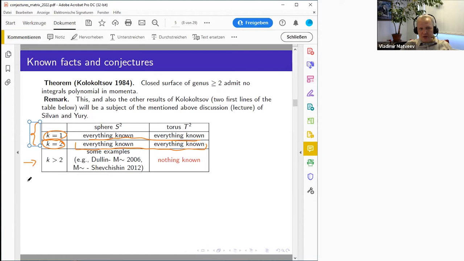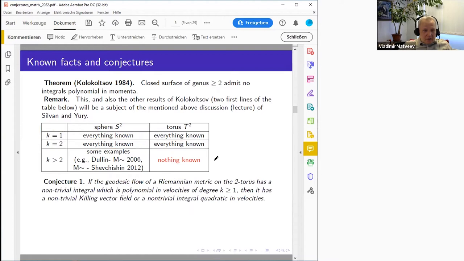There are some examples on the sphere, and there is simply nothing known on the torus. There are some results assuming additional assumptions, but if you take the statement as it is, it is completely open. It's not even clear what to conjecture, but in the literature the following conjecture is the most popular. If the geodesic flow of a Riemannian metric on the two-torus has a non-trivial integral, polynomial in velocities of degree at least one, to avoid stupid cases, then it has a non-trivial Killing vector field or a non-trivial integral quadratic in velocities. I put velocities here. It is actually the same as momenta because we can identify the tangent and cotangent bundles. I should have written momenta here; it is not a mathematical mistake, but I still should have done it.